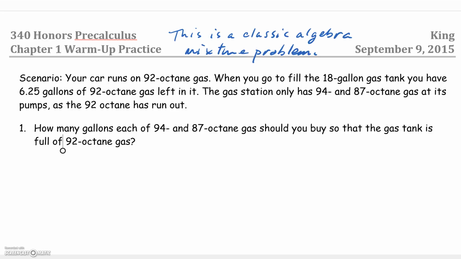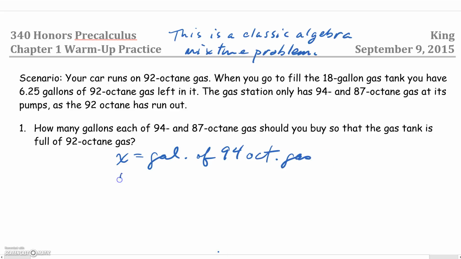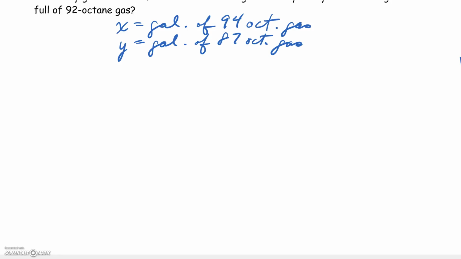So our unknowns in this particular problem come from the question. How many gallons of 94 octane? How many gallons of 87 octane? And so those are our variables. So I'm going to let x equal gallons of 94 octane gas, and I'll let y equal gallons of 87 octane gas, like so.